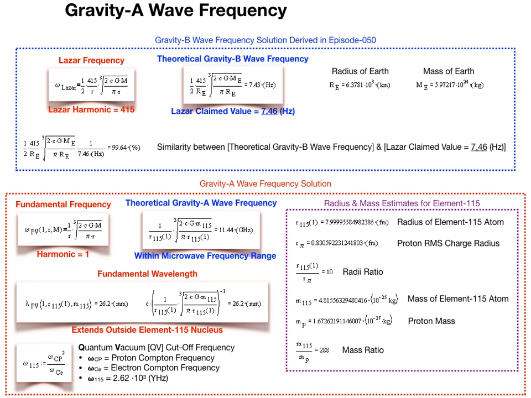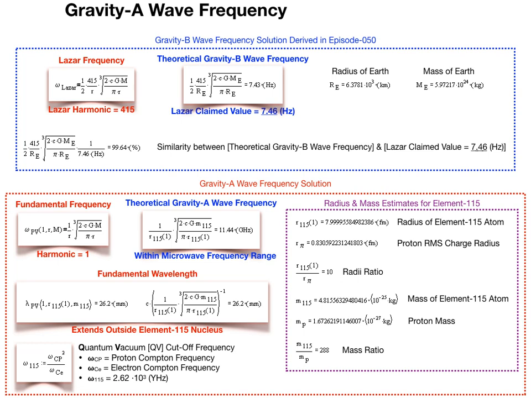I will point out that in the case of the gravity B-wave solution, a factor of 1/2 appears in the equation. This occurs because the gravity B-wave is generated by adding harmonics together. Thus, the Lazar frequency is equal to half the frequency value associated with the Lazar harmonic value of 415. If this confuses you, watch all the videos in our Bob Lazar playlist, or reach out to me and I'll explain it to you in a bit more detail.